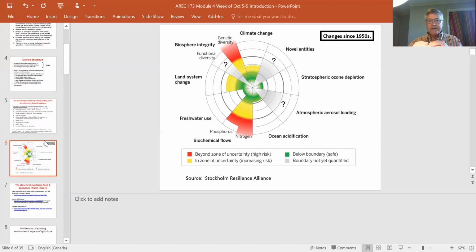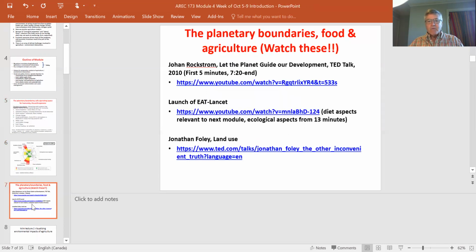So this is quite an alarming state of affairs. This is from a paper published in 2015, and sort of a wake-up signal for humanity. I urge you to watch these three videos, which go into this idea of the planetary boundaries and how agriculture affects that. The first one that I would point out is the Johan Rockström TED Talk, Let the Planet Guide Our Development, from 2010. All of them would be great for you to watch.